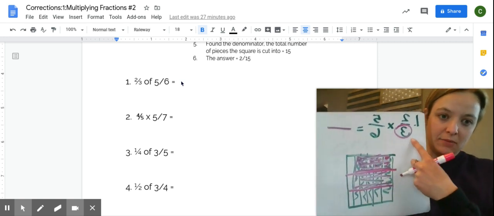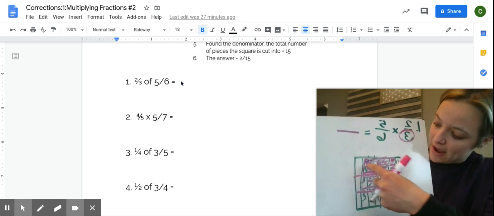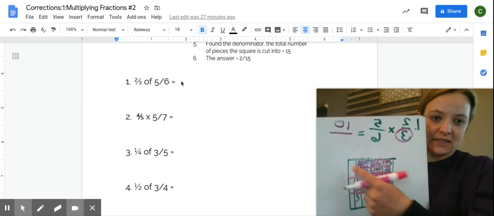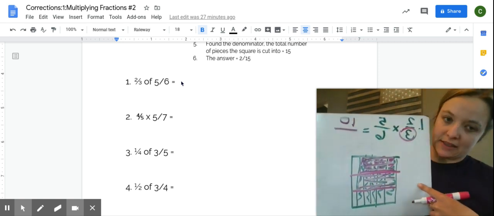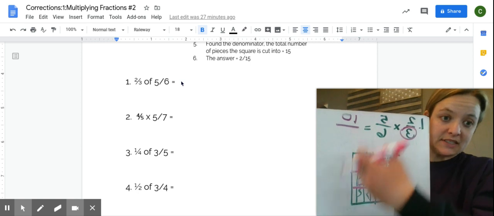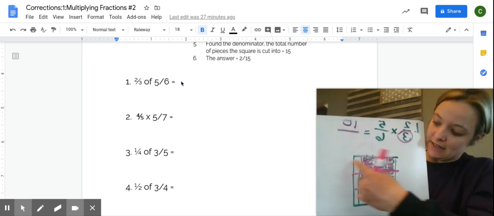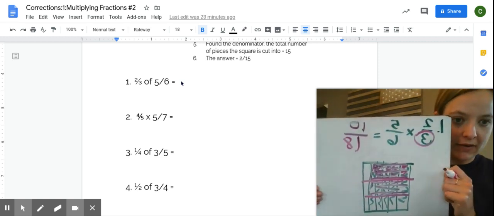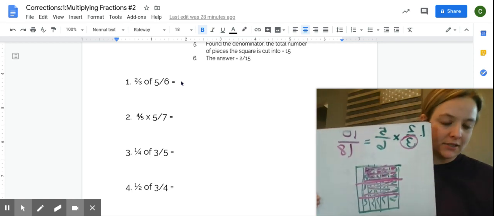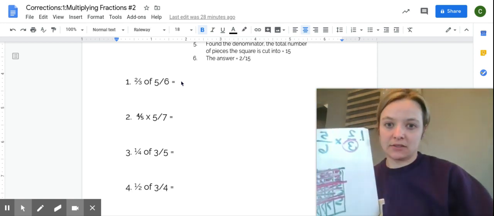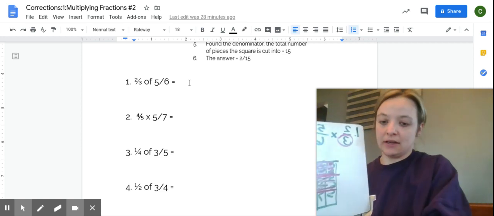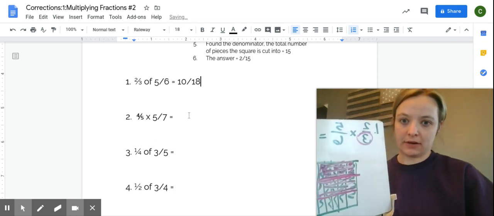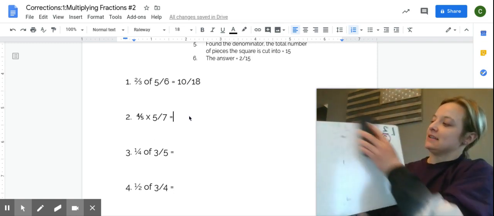Okay, to find my answer, I need to now look at how many pieces did I color in by both my 5/6 and my 2/3. So I can count 1, 2, 3, 4, 5, 6, 7, 8, 9, 10. And for my total pieces, I can count how many total pieces I cut this into. I know already I cut them into sixths and then cut them into thirds. So I have 6, 12, 18. I want you guys to start looking and see if you can find a pattern with our numerators and our denominators as we are going over this. So my answer to number 1 is going to be 10/18.